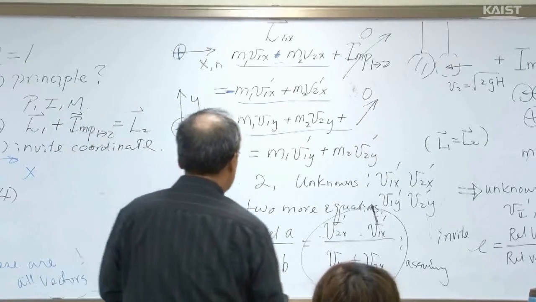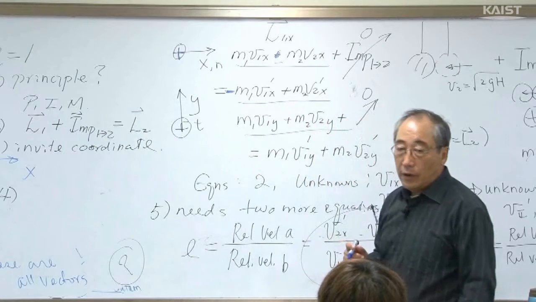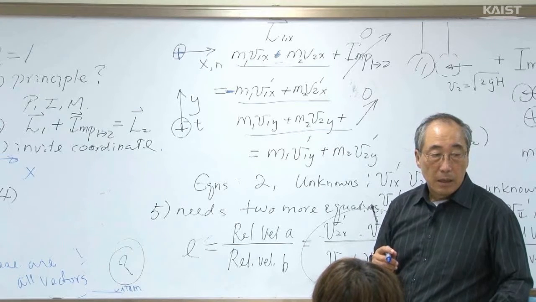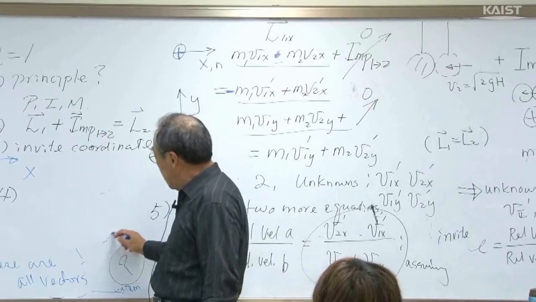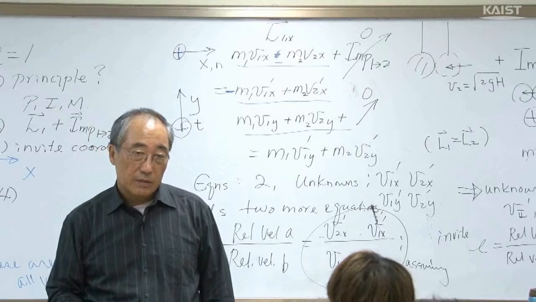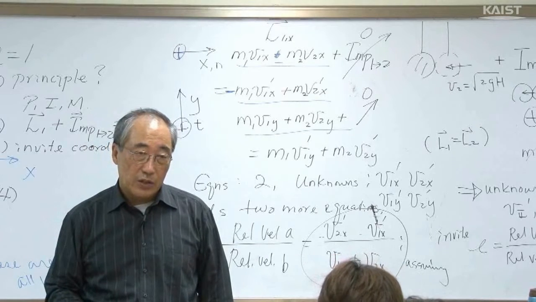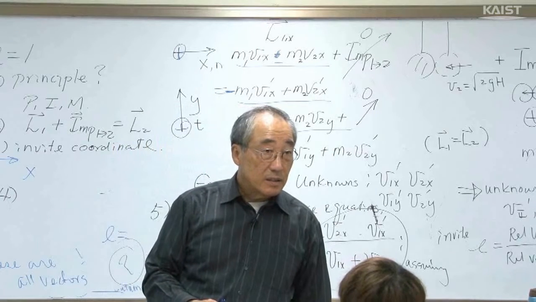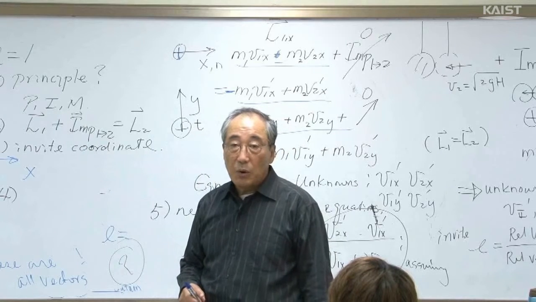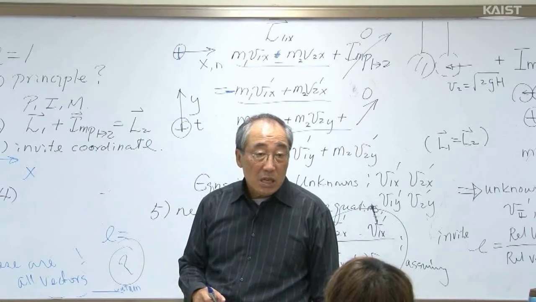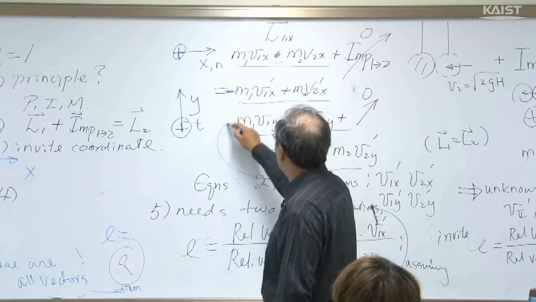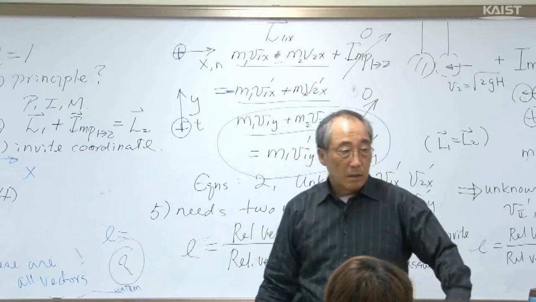Okay? And what other thing do we have to introduce? Another coefficient of restitution in the tangential direction. In the tangential direction, there is no impact, right? Therefore, in the tangential direction, the linear momentum has to be conserved. But we already wrote down this, right?